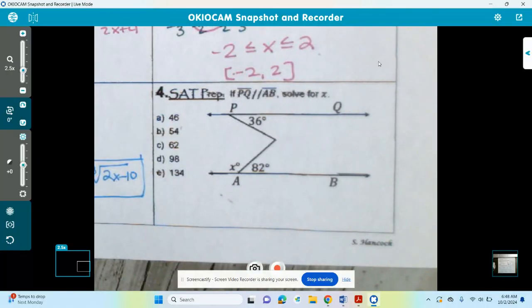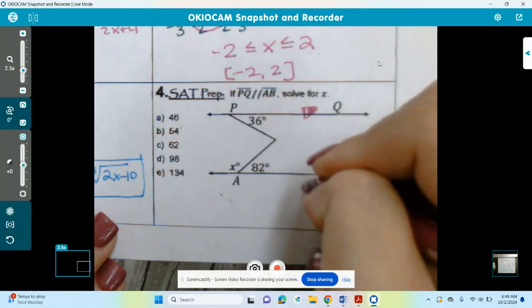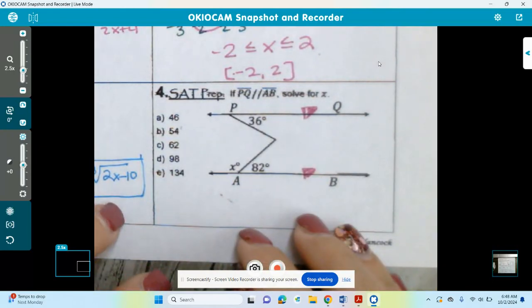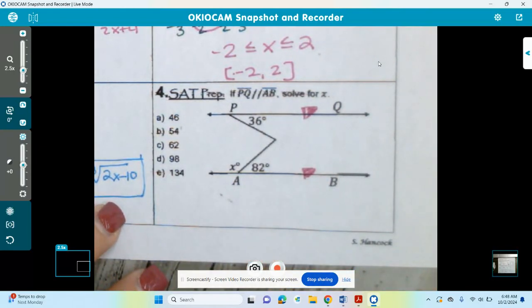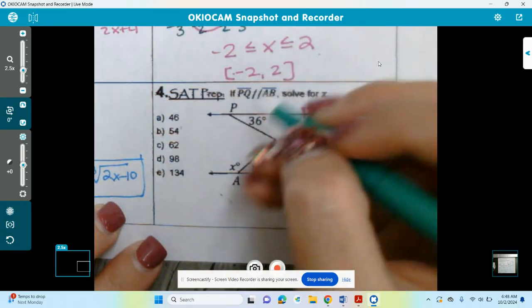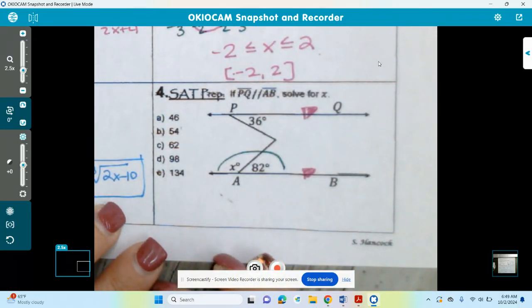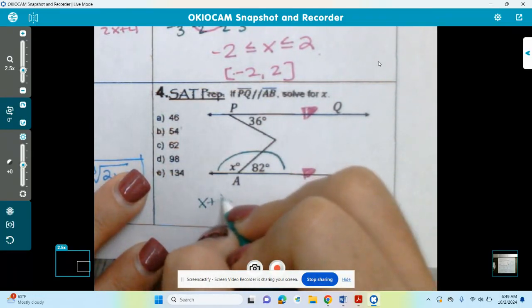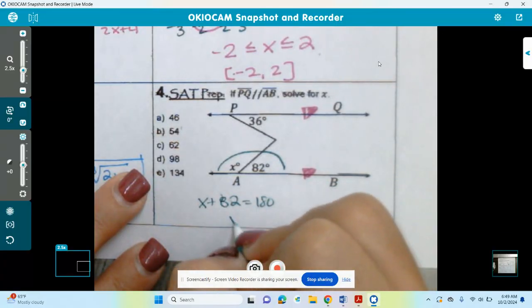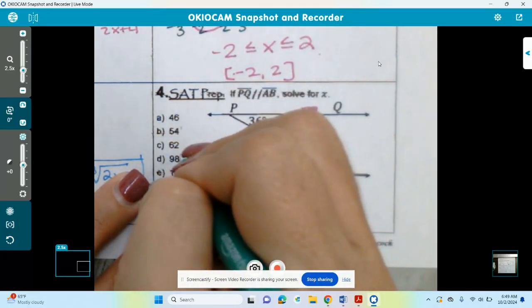Okay, if we know that these two lines right here are parallel, so we can mark them. Okay, then we've got a transversal. And y'all, this one should be pretty straightforward for you, because right here you see you got a straight angle. So we know that x plus 82 should equal 180, therefore x is going to equal 98.